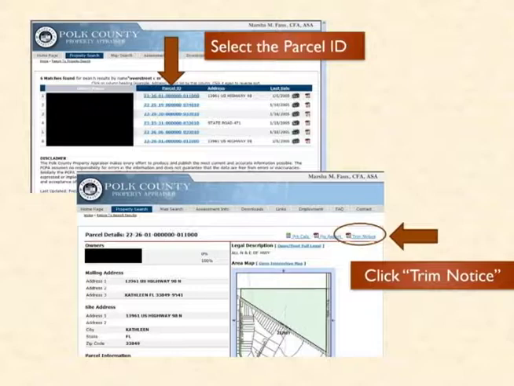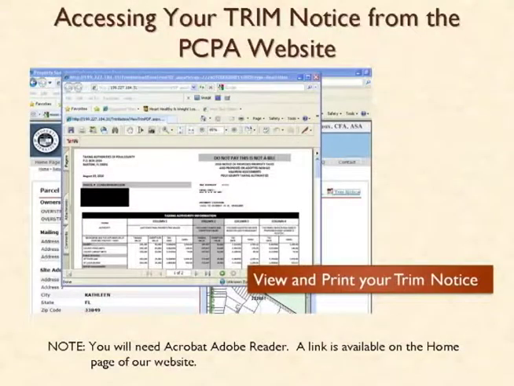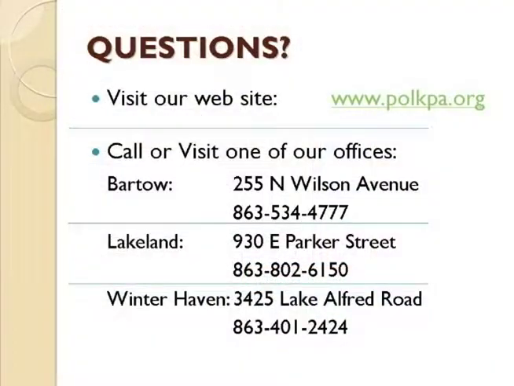You click on that, and then on the lower portion of the monitor you'll see it gets finally into your actual property. And we've created a new TRIM notice button. You can see there where you could click on that, and once you do that, it uploads your TRIM notice. You can view it online, and you can even print that. Our phone numbers in Bartow, Lakeland, and Winter Haven, the offices' addresses and phone numbers are listed on your monitor. They also are printed on the TRIM, so please call us. And I want to thank you, and I hope this has been helpful.